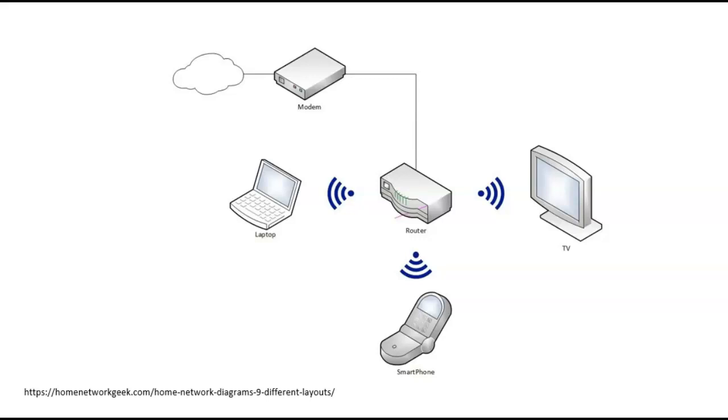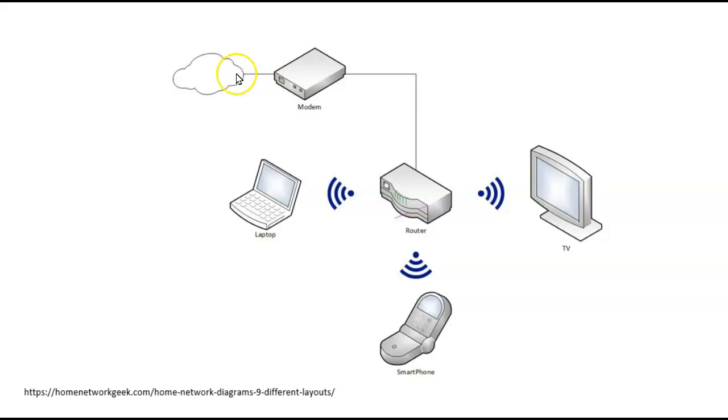Let's have a brief look at what a home network typically looks like. Now, there can be many variations of this, so don't take this as gospel, the only way that it can look. But typically, here's the internet, and the ISP, or internet service provider, goes from the backbone of the internet to your home, where the first thing it meets is a modem.